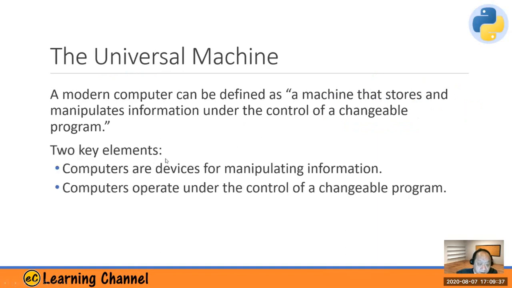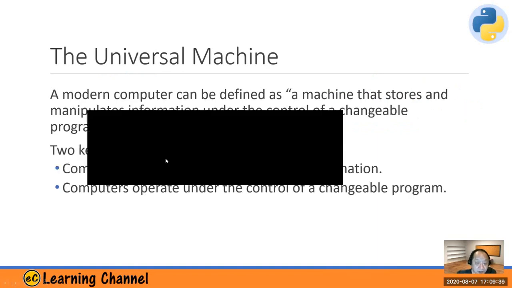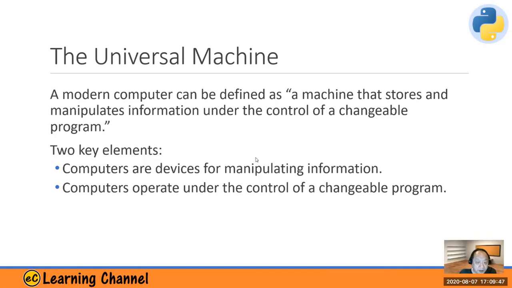And two key elements: computers are devices for manipulating information. Computers operate under the control of a changeable program. So we are programmers, we write programs, and the computer will operate under the program assigned by a programmer. Is that okay? So two key components.